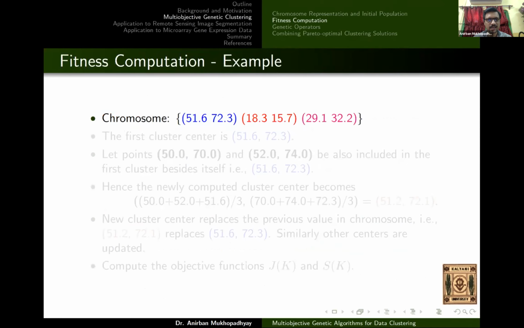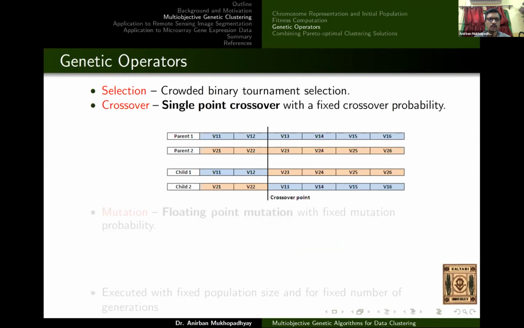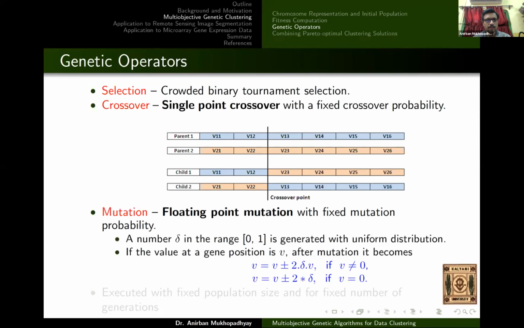This is just an example, I am skipping this particular step. Then we perform the selection, that is the crowded binary tournament selection that we already discussed for NSGA2. Then the crossover, where we use a single point crossover. Crossover is nothing but an exchange of information between 2 different solutions. Then for mutation, as the cluster coordinate values are real values, we use the floating point mutation by just moving one of the cluster centers a little bit.